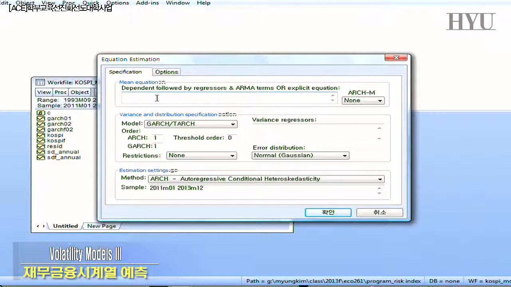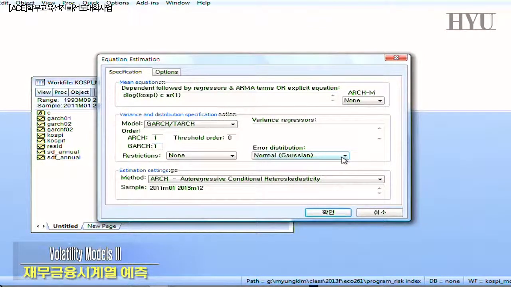Let's say d log KOSPI. So we are making a continuously compounded return. The data is monthly, and perhaps some constant. There may be, or maybe not, some autoregressive component there. And the default is ARCH order P set equal to 1, and GARCH order Q set equal to 1. That's the typical one, and usually it works very fine.